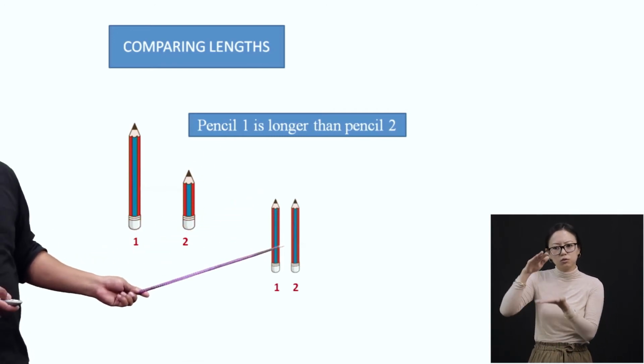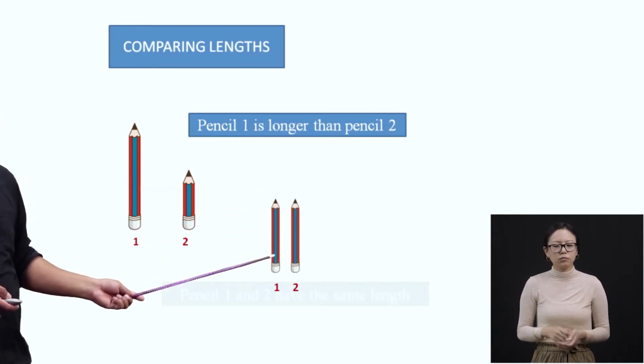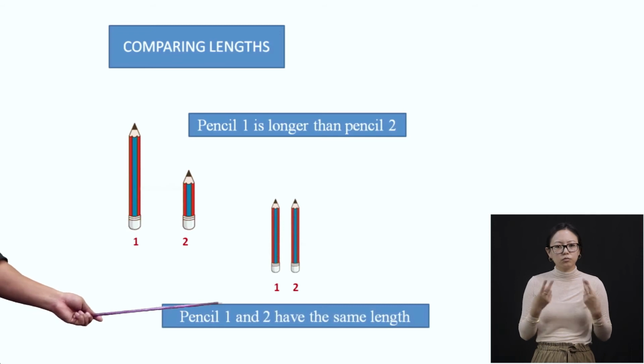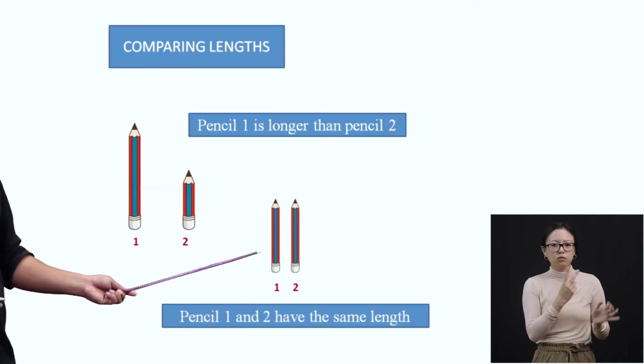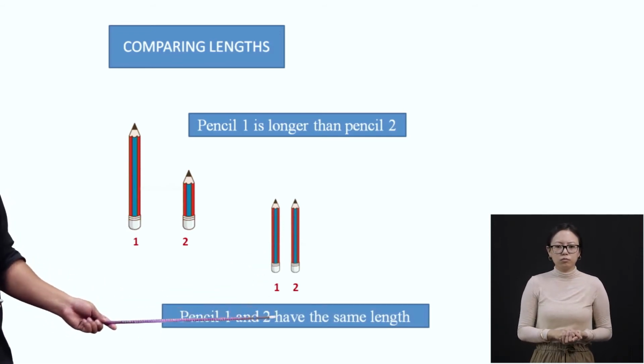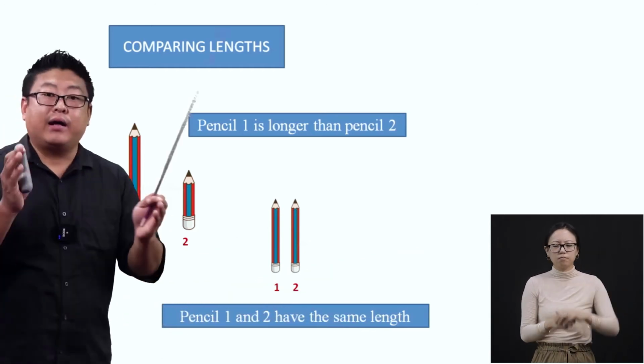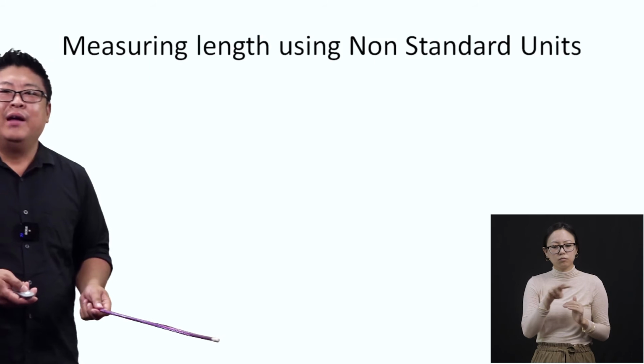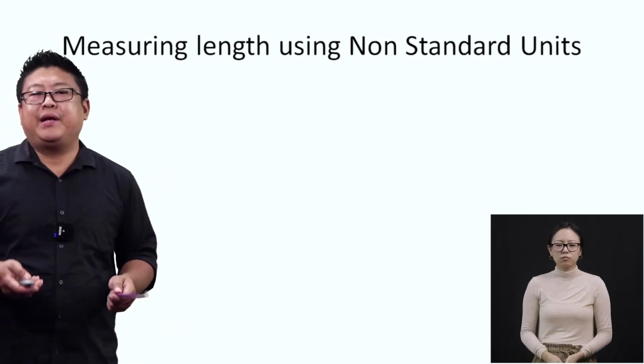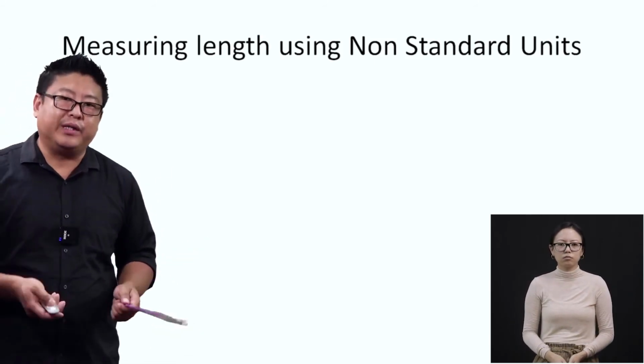Similarly, 1 and 2 pencils are given here. We can say that pencil 1 and 2, that means these two pencils, have the same length. That means they are equal. Okay, children? Now, measuring length using non-standard units.